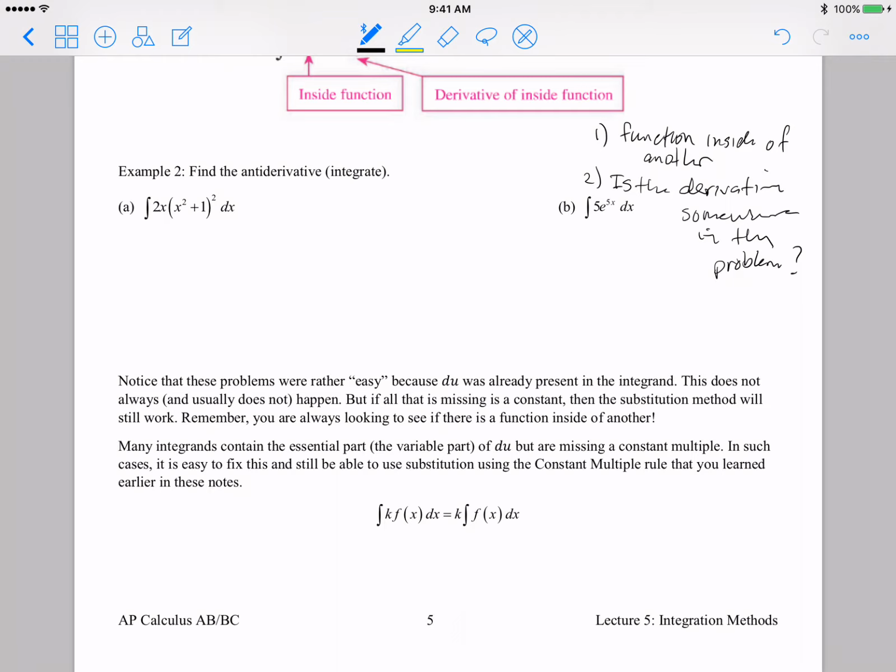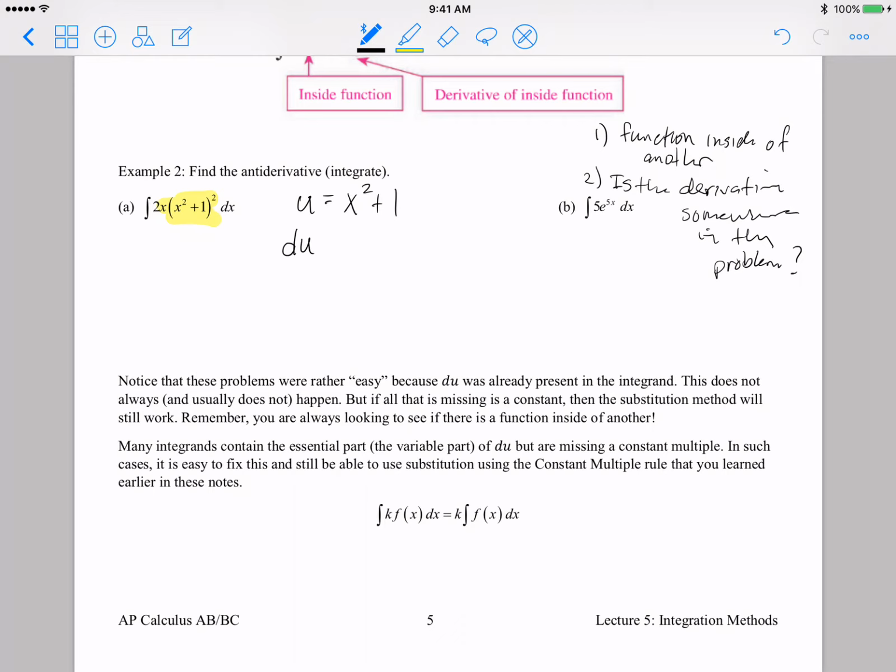Okay, so if we look at example 2a here, we have the integral of 2x times x squared plus 1 squared dx. And so the reason I know that this is a u substitution problem is because I see a function inside of another function. Okay, so there is the function that is inside of another function. It's the x squared plus 1 inside of a square. So I'm going to choose u to be equal to the thing that is inside the square. That would be the x squared plus 1.